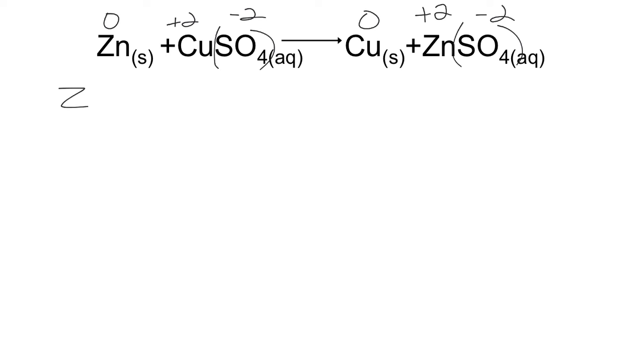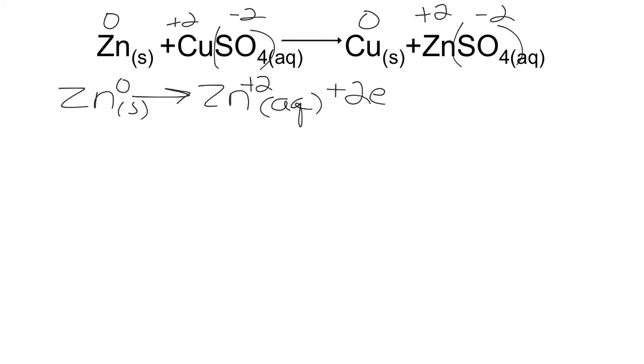Okay, so one half reaction, zinc 0, solid, goes to zinc +2, aqueous, and 2 electrons. My oxidation number is increasing, therefore this is the oxidation. Oxidation will always happen at the anode. And the anode will be our negative electrode.